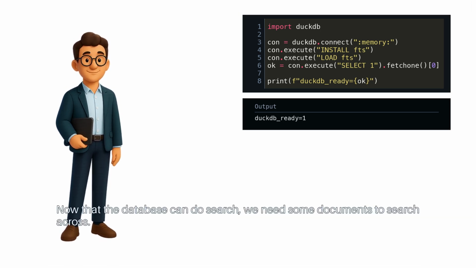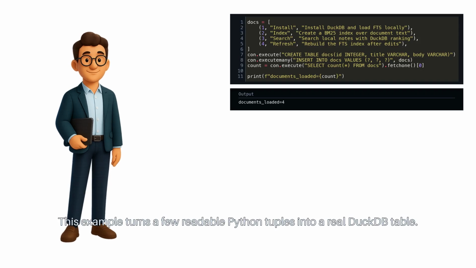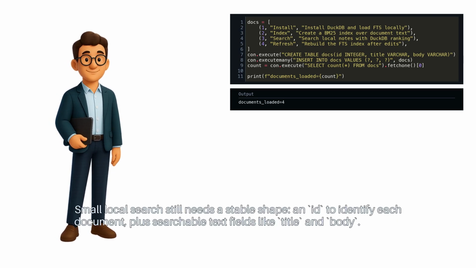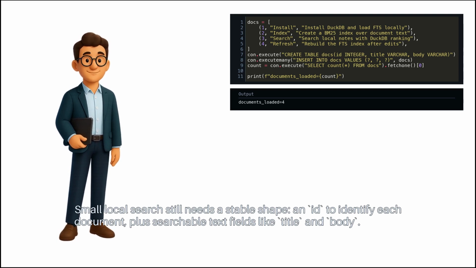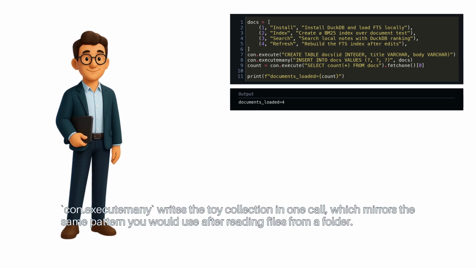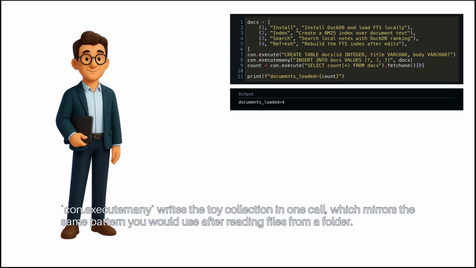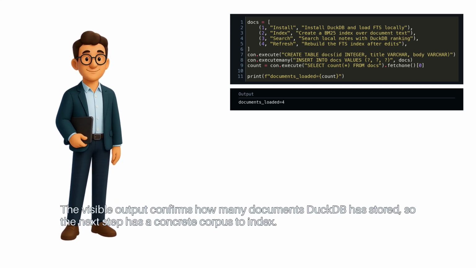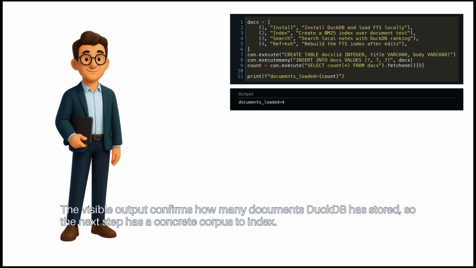Now that the database can do search, we need some documents to search across. This example turns a few readable Python tuples into a real DuckDB table. Small, local search still needs a stable shape, an ID to identify each document, plus searchable text fields like title and body. con.executemany writes the toy collection in one call, which mirrors the same pattern you would use after reading files from a folder. The visible output confirms how many documents DuckDB has stored, so the next step has a concrete corpus to index.